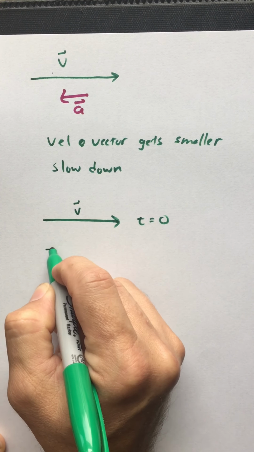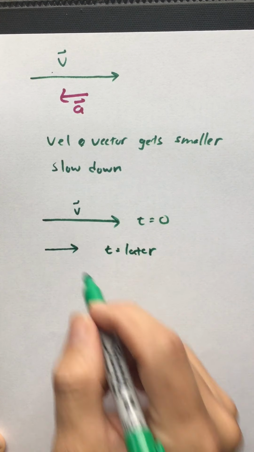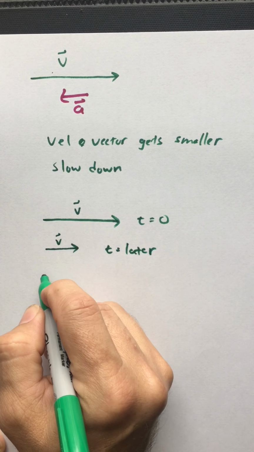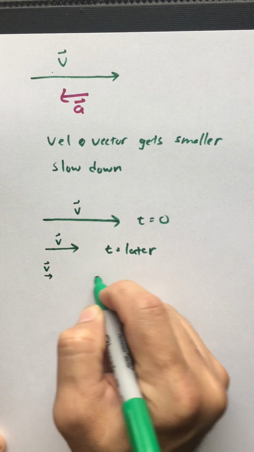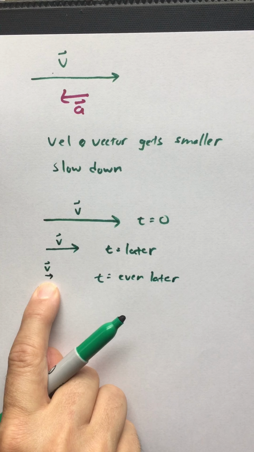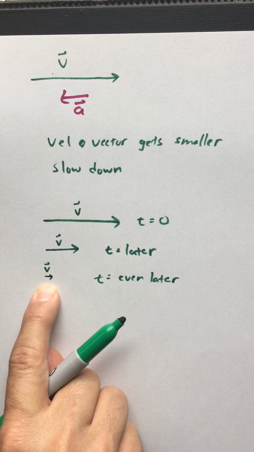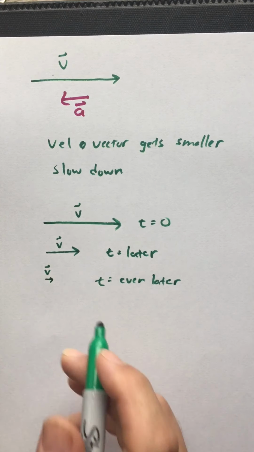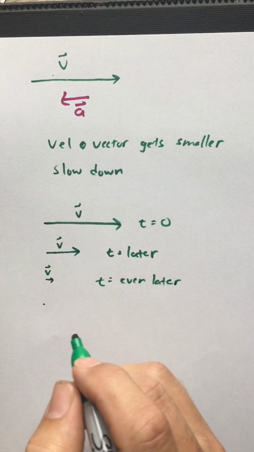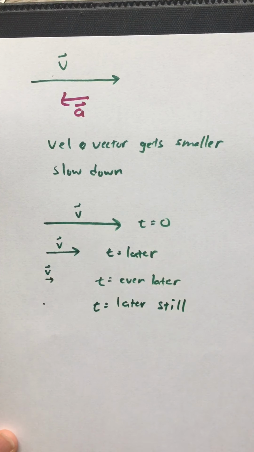Then later, what I'm saying is my velocity vector has gotten smaller. And then if I keep watching, even later, my velocity vector is getting really, really small, which means the object is getting really, really slow. Now, that can't go on forever, because at some point my velocity gets to 0. So at some point, I have no velocity. Later still, my velocity is equal to 0.